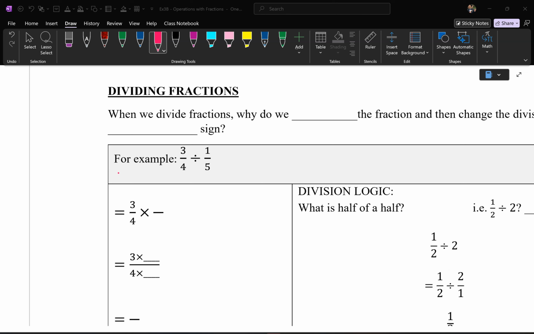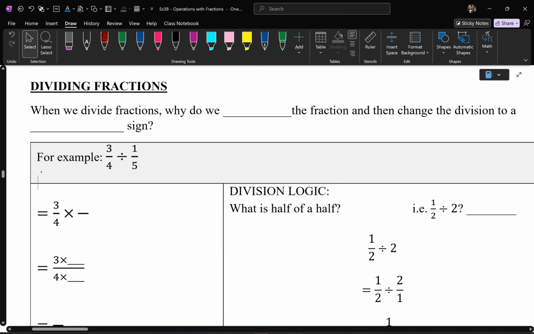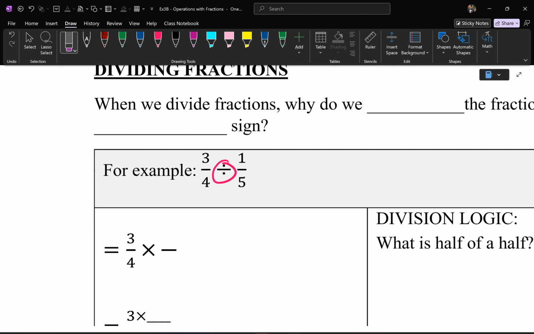Dividing fractions. I'm not going to teach you the why just yet. I'm going to teach you the how and get you to practice. When you're dividing fractions, this is what I want you to do. We know from primary school, and I'll tell you the reasoning later on, but right now just learning the technique. When you're dividing by a fraction, you do what we call the reciprocal. What does reciprocal mean again? Anyone remember? When you flip the fraction.